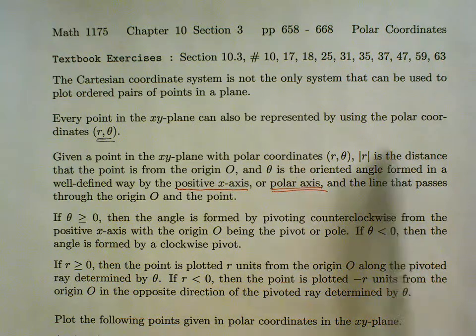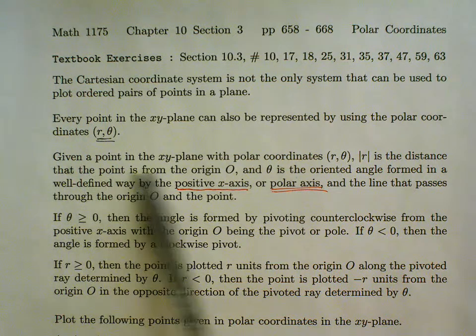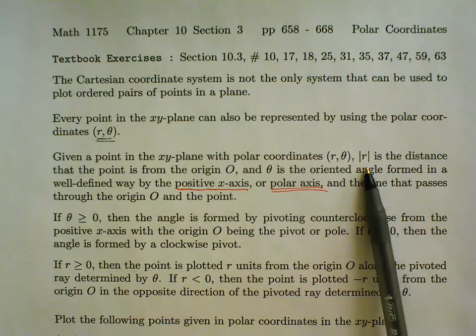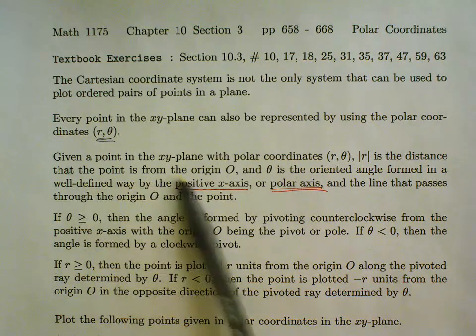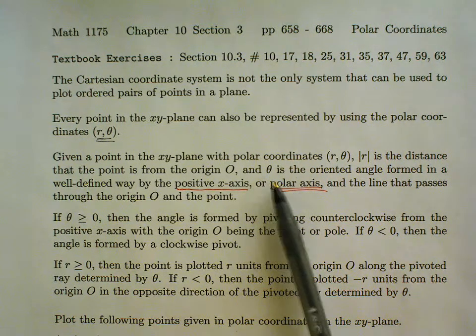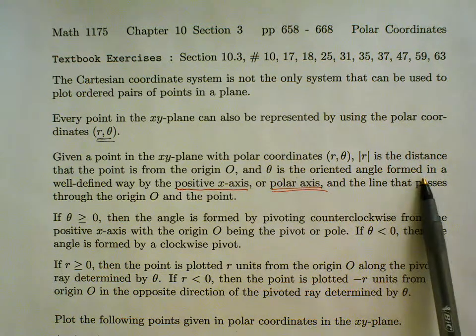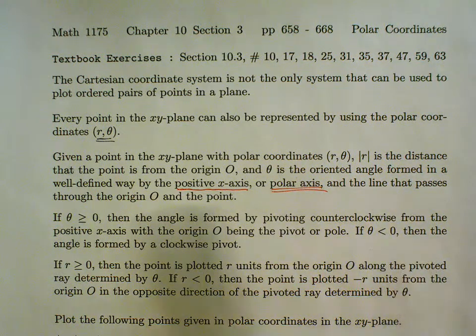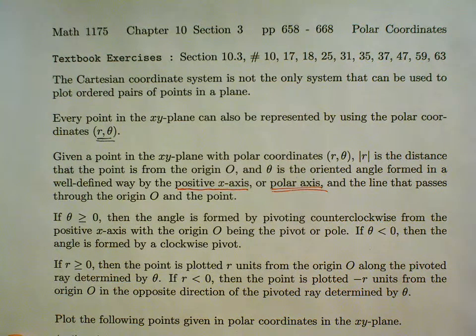Since I interrupted myself, let's read this paragraph again. So given a point in the xy plane with polar coordinates r, theta, the absolute value of r is the distance that the point is from the origin. And theta is the oriented angle formed in a well-defined way by the polar axis and the line that passes through the origin and the point. If this is still not clear, then our examples will probably clear everything up in a few minutes.